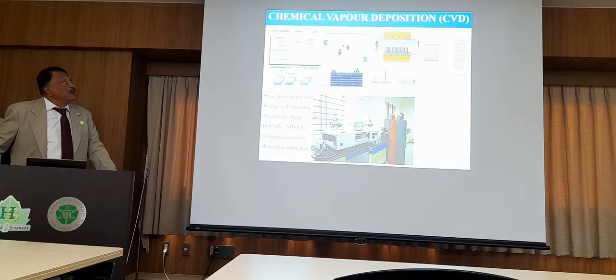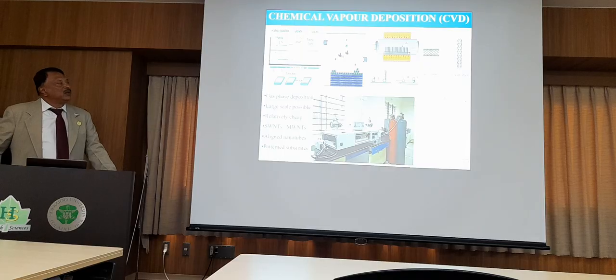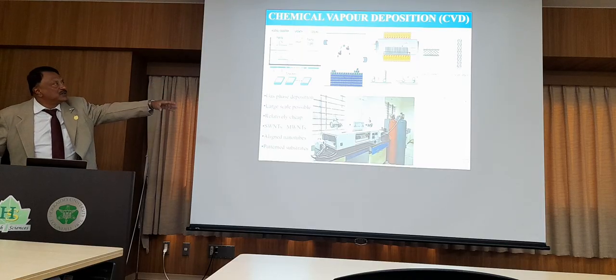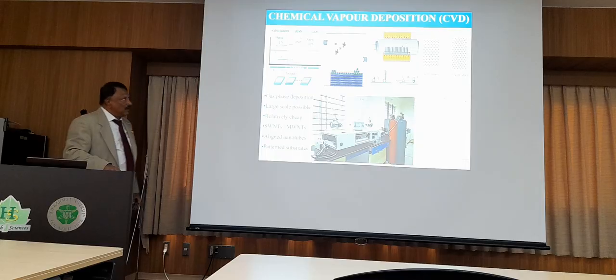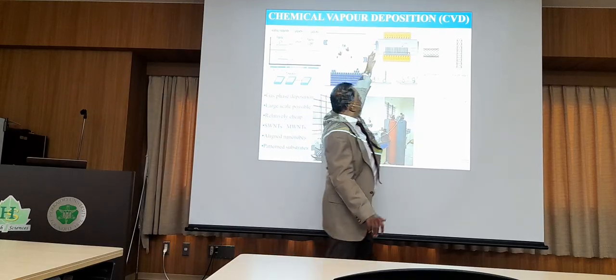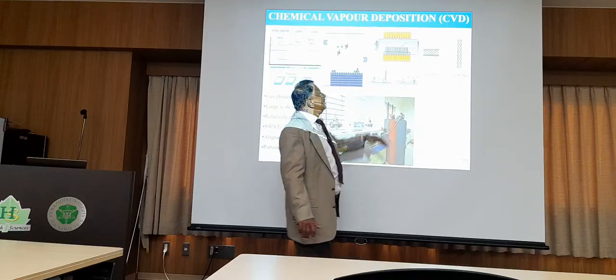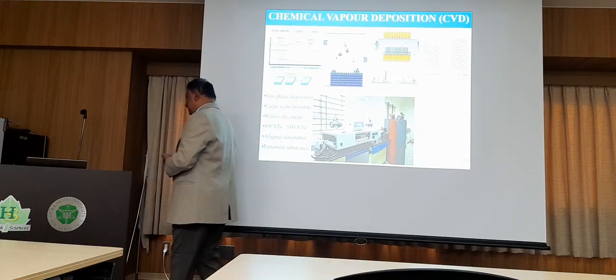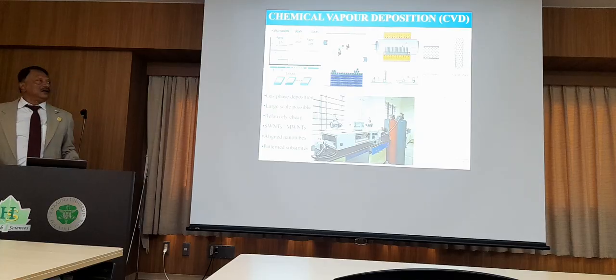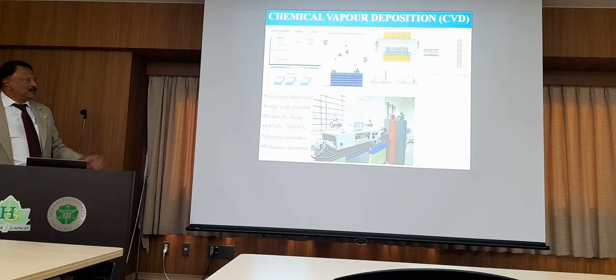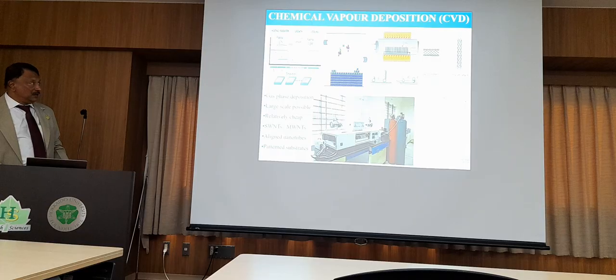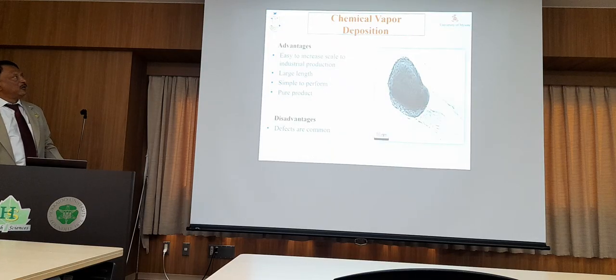And this is chemical vapor deposition, where the gases are run and deposition occurs on the boat. When we pass the gas here, you can see the CNT deposition. We put a metallic catalyst, and deposition occurs on that. This is the equipment we have in our laboratory, and with it we synthesized carbon nanotubes. The advantage is that it is easy to scale up for industrial production, with large nanotube length.